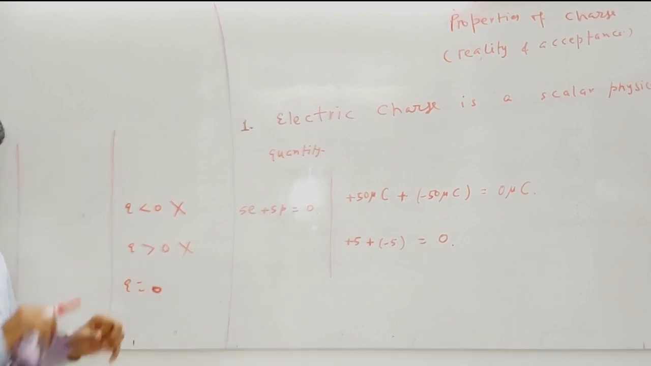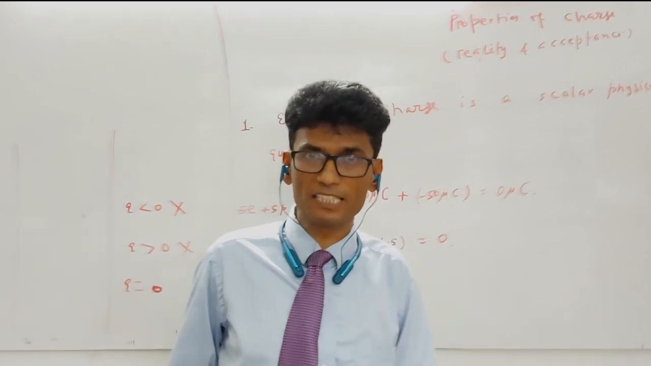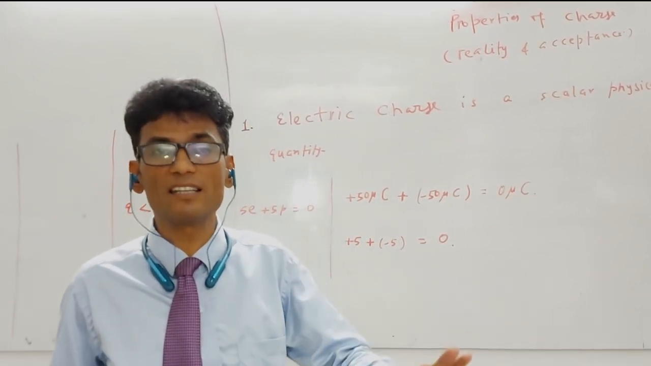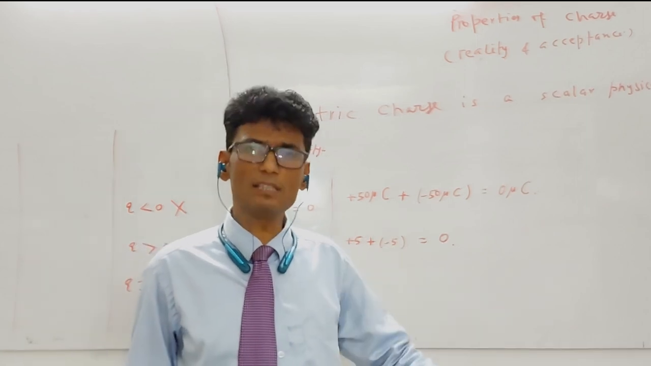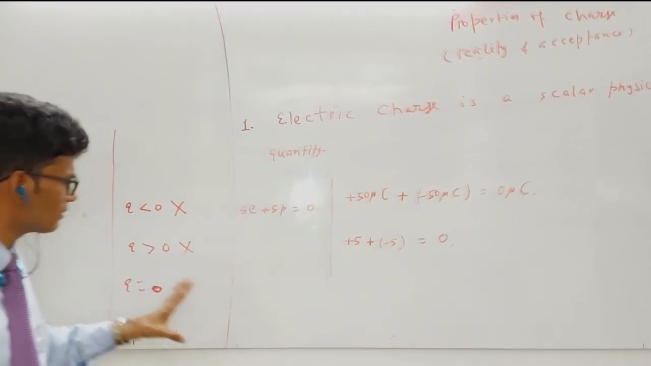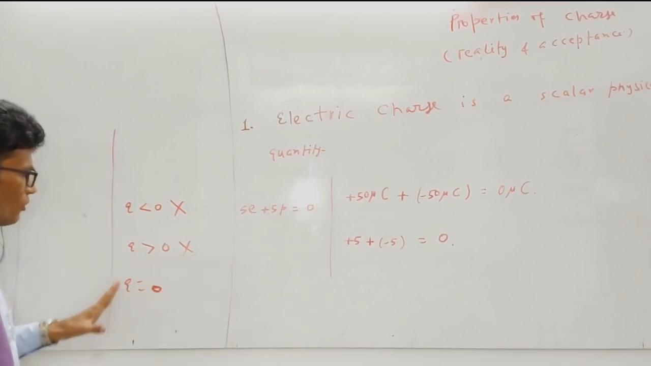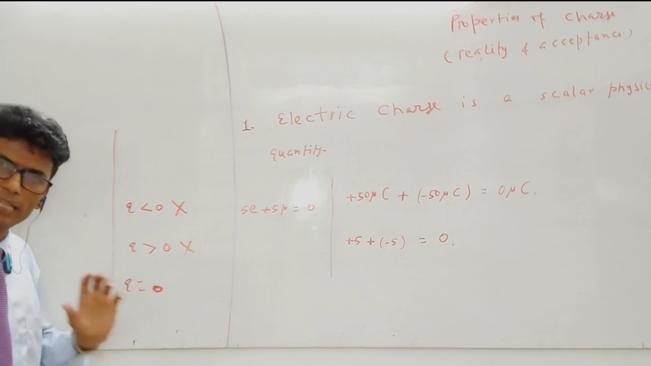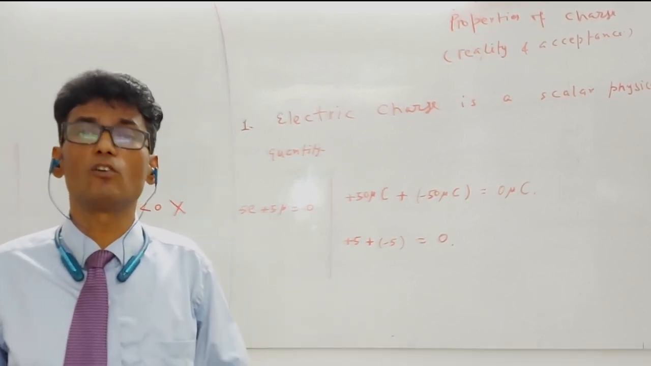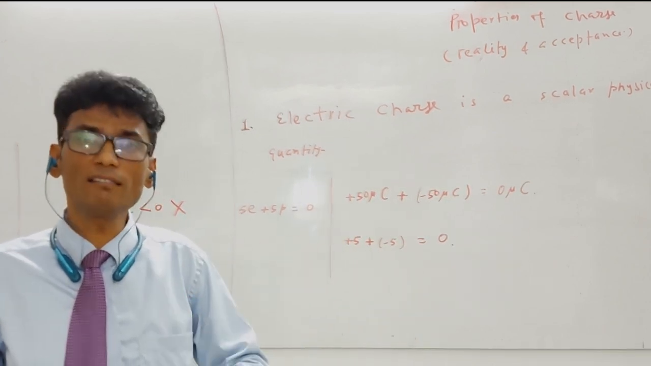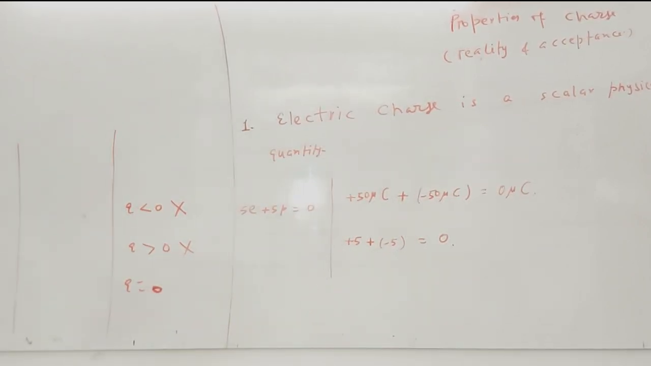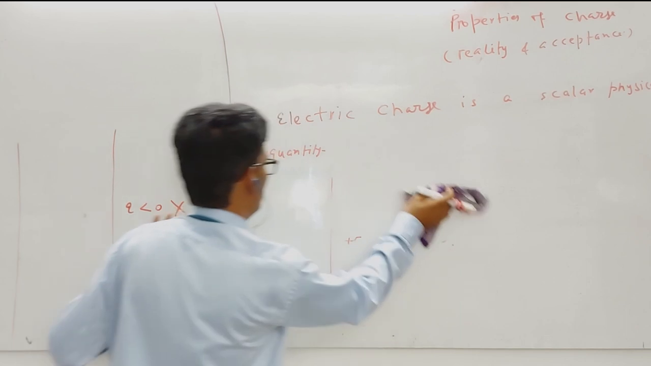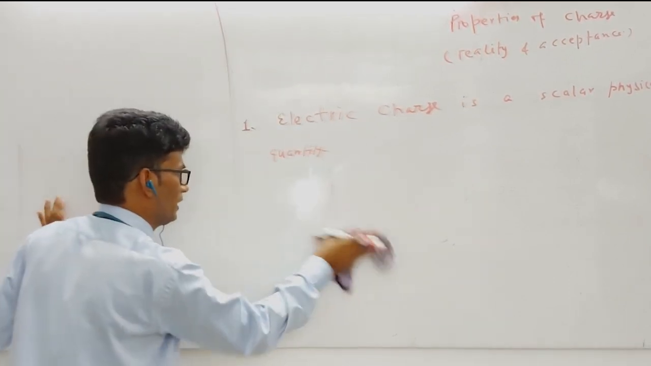What we mean by Q greater than 0? Nature is positive. Suppose electron had been given positive nature by the earlier scientists, then we would have to assume electron has plus 1 relative charge. But the scientists have given relatively minus 1, that is why it is minus 1. So I am going to also use Q less than 0, and you are also going to use Q greater than 0, Q less than 0. But we mean that less than 0, greater than 0 shows their nature, nothing concerned with the mathematical less or greater. So take this into mind. Now, this is the first property: charge is a scalar physical quantity.